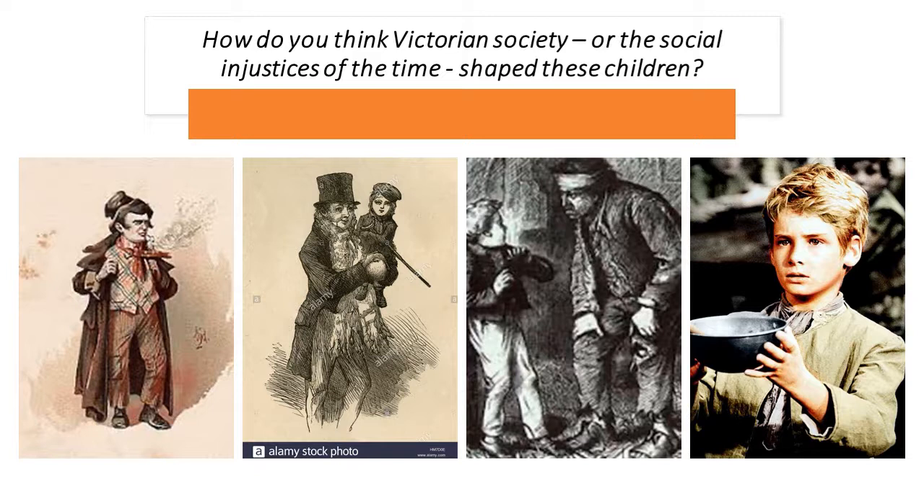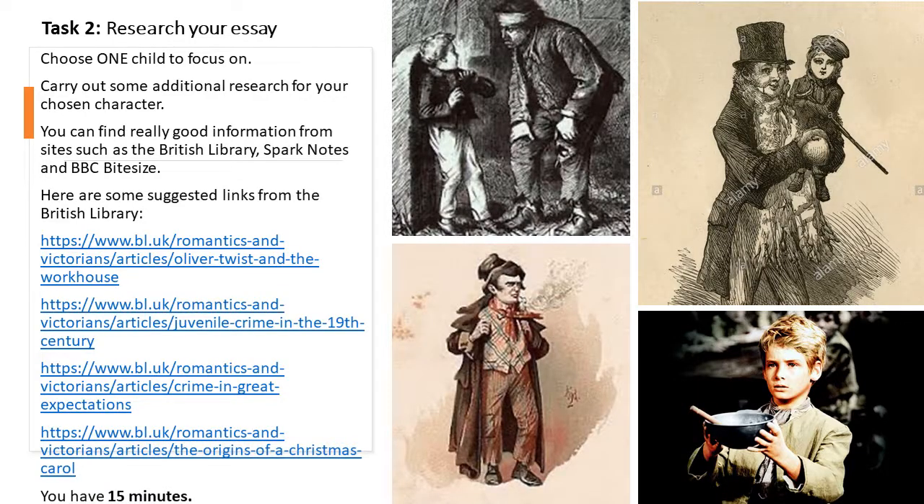How do you think Victorian society, or the social injustices of the time, shaped these children? What I would like you to do is research your essay. Choose one child to focus on. Carry out some additional research for your chosen character. You can find really good information from sites such as the British Library, SparkNotes, and BBC Bitesize. Here are some suggested links from the British Library which are on class charts. You have 15 minutes to conduct your research. Please do that now.